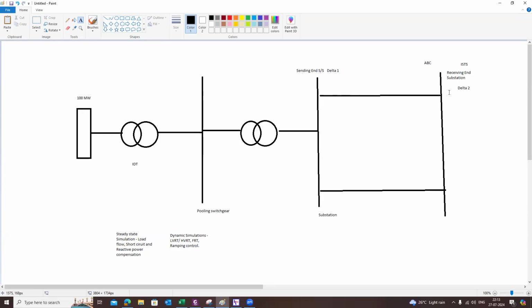So if delta 1 is more than delta 2, power flow will be from sending end to receiving end. If delta 2 is greater than delta 1, then the power will flow from receiving end to sending end. And if delta 1 equals delta 2, there will not be any power flow. This means real power always flows from higher angle to lower angle. Many people misinterpret this; I have seen many people claim that power flows from higher voltage to lower voltage. The answer is no.